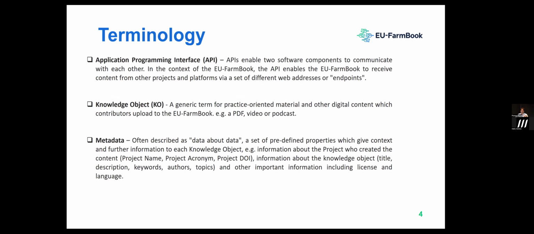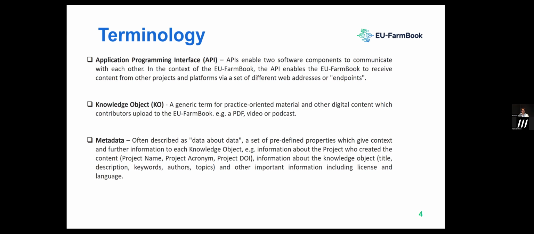So as I said, let's go through the basic terminologies which are used in API. As I said, this session is very much technical. So API stands for Application Programming Interface. An API enables 2 systems to interact with each other without manual intervention. So in the context of EU-FarmBook, let's say if you want to send your knowledge objects or your project into the EU-FarmBook platform, we will use different addresses and endpoints. These are called APIs.